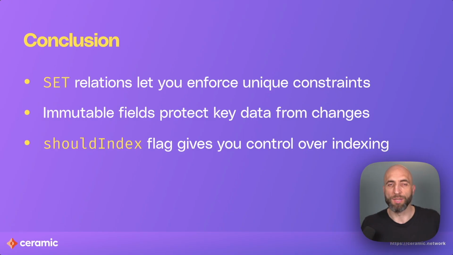So to quickly sum it up, set relations let you enforce unique constraints, immutable fields protect key data from changes, and ShouldIndex flag gives you control over indexing and gives you kind of a way of deleting data without actually deleting it. With these features, you can now build more efficient data models for your applications. Check out the documentation for more details and examples.